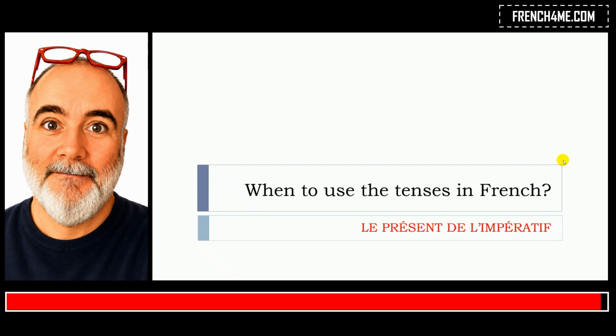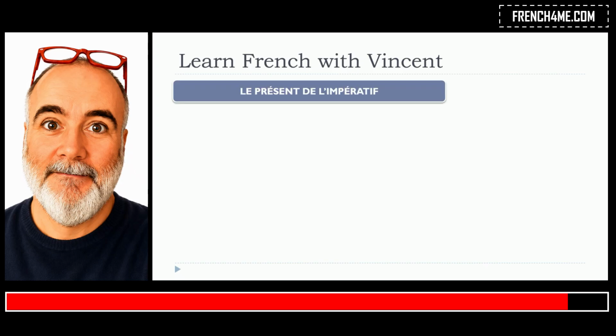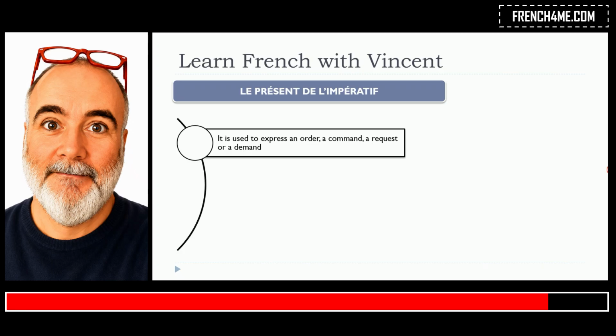In this video, we'll see together when to use the tenses in French and more precisely, le présent de l'impératif. So it's quite interesting because we will see that we can use it in many situations. The first thing will be, well, it will be used to express an order, a command, a request, or a demand. So that's the classical maybe way that we visualize this imperative form to give an order.